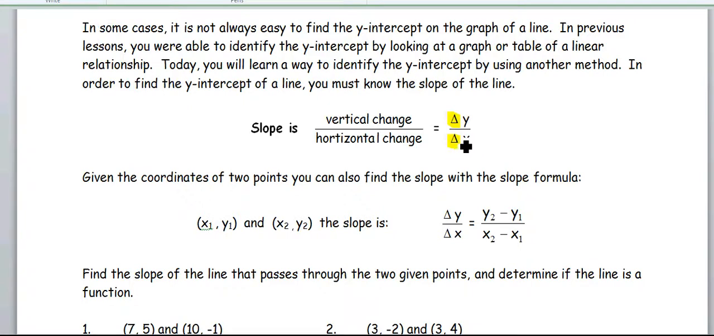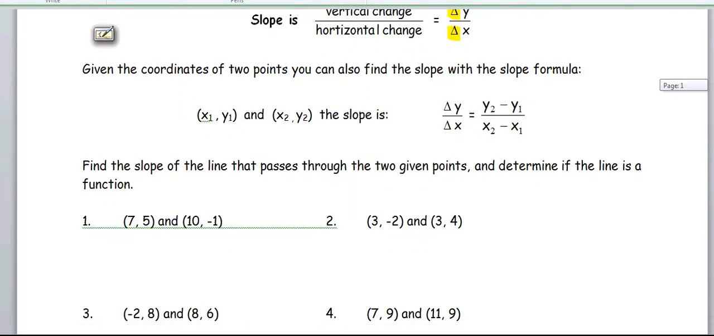And we can do this with a formula. Let me scroll down here. This formula is well worth your time and effort in memorizing: y2 minus y1 divided by x2 minus x1. And it is frequently shown like this.